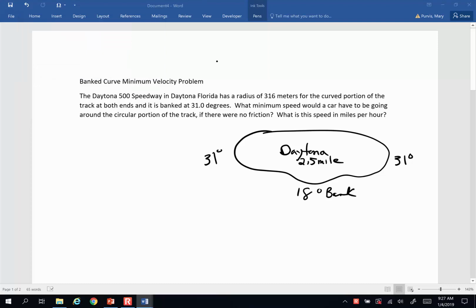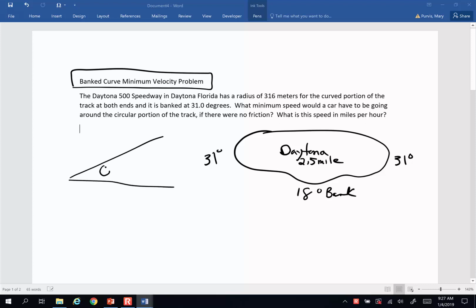Hi folks, this problem is about what minimum velocity an object or an automobile has to be going on a banked curve to maintain its position on that bank without any friction involved. Now, the reason that a lot of racetracks and bicycling tracks have a curve on them is so that friction is not the only thing providing the centripetal force. It's also going to be some of the normal force that's providing the centripetal force.